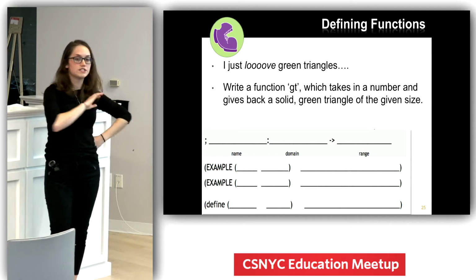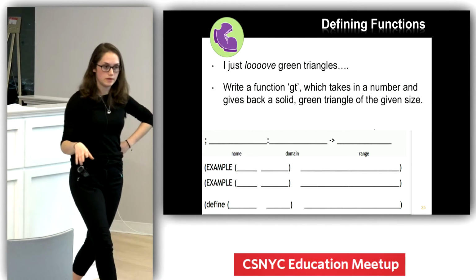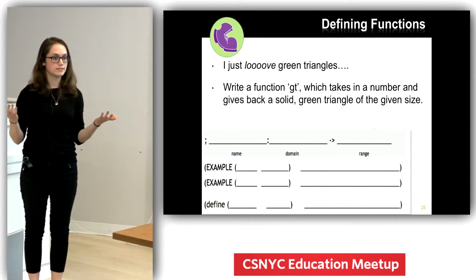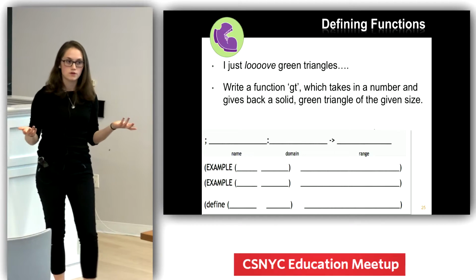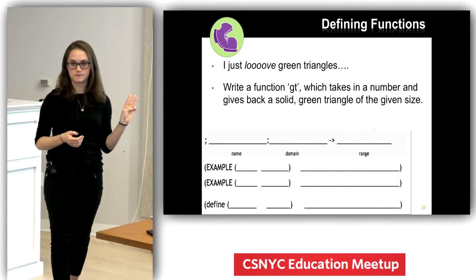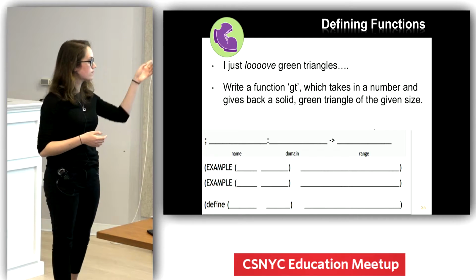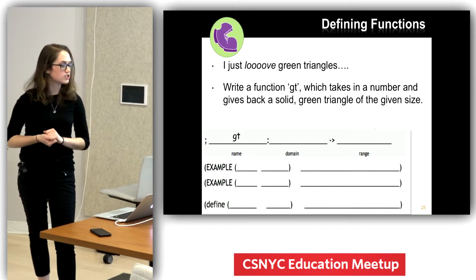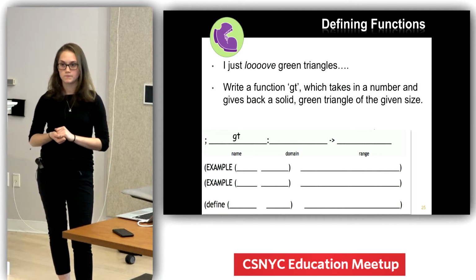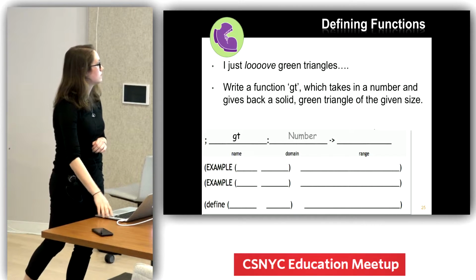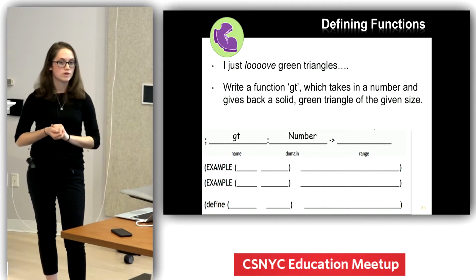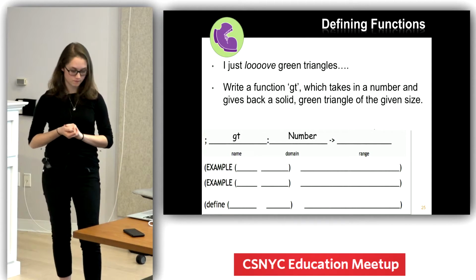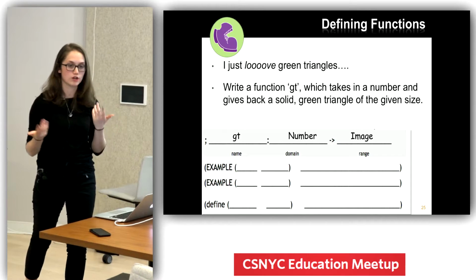Now, instead of going straight to defining the function, we're going to go through the design recipe, which is a process that breaks down that function definition into 3 different steps. The first step you already know about, it's the contract. So what are the 3 parts of a contract? Name, domain, range. What's the name of the function I'm trying to build? GT. And what's GT's domain? It's a number. And what's its range? What's GT going to give me back? A shape, an image. The data type we call image.